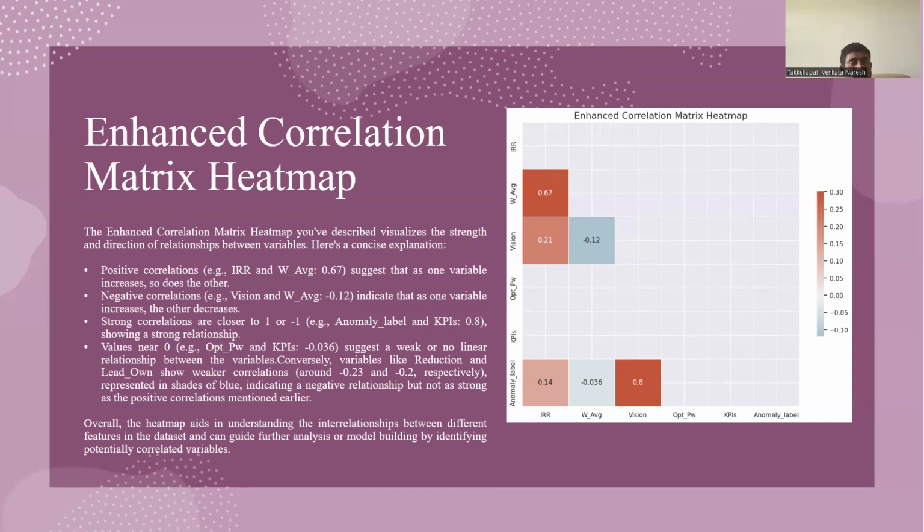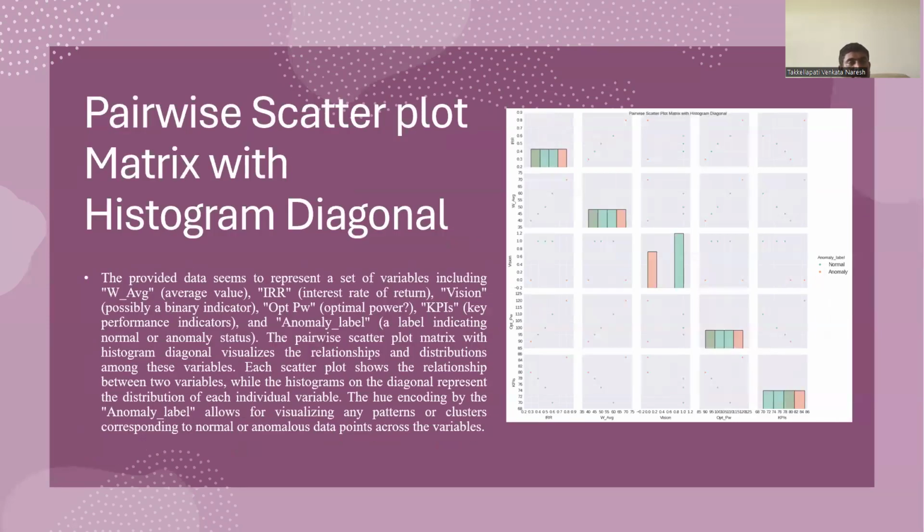Conversely, variables like reduction and lead one show weaker correlations, around -0.3 and -0.2 respectively, represented in shades of blue, indicating a negative relationship but not as strong as the positive correlation mentioned earlier. Overall, the heat map aids in understanding the interrelations between the different features in the data set and can guide further analysis or model building by identifying potentially correlated variables. Next slide.